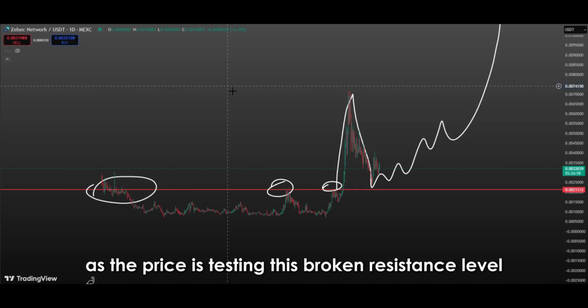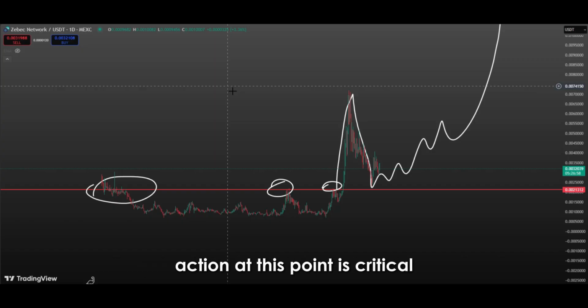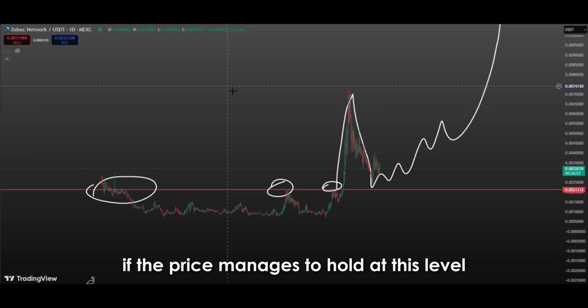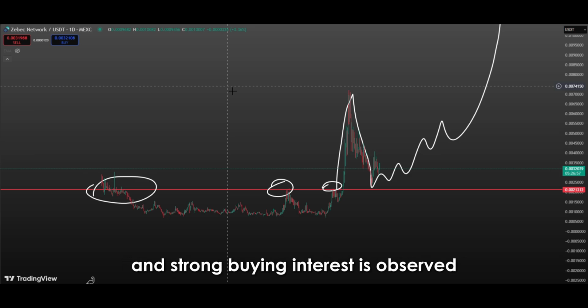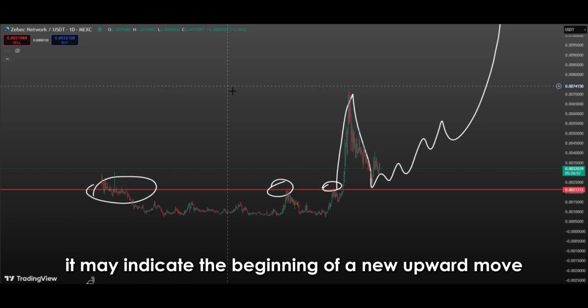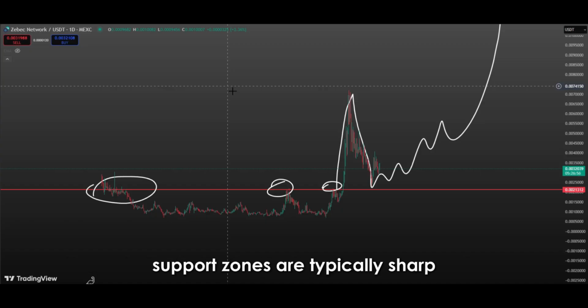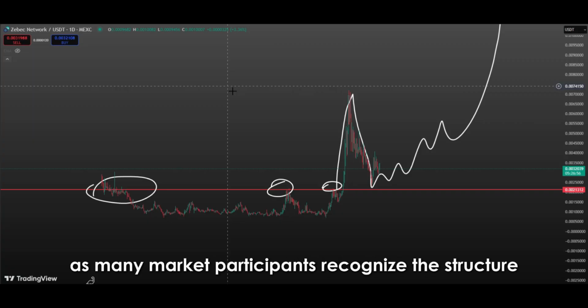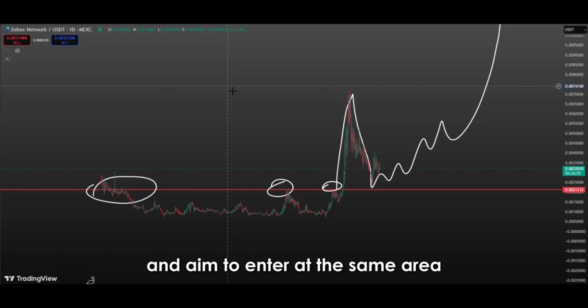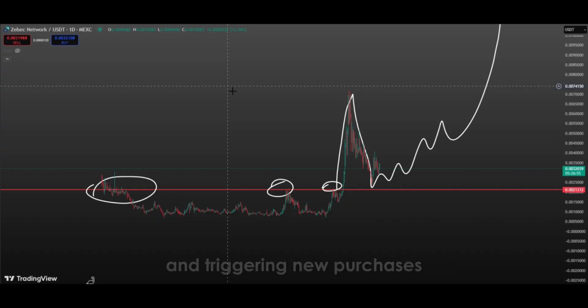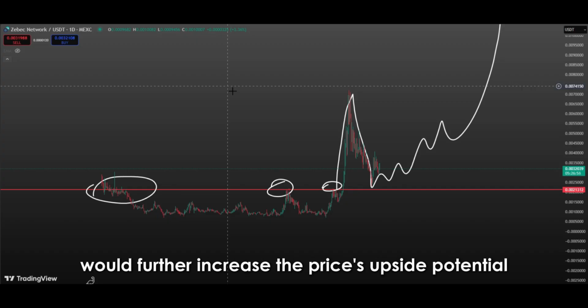Currently, as the price is testing this broken resistance level, the market's reaction at this point is critical. If the price manages to hold at this level and strong buying interest is observed, it may indicate the beginning of a new upward move. These kinds of bounces from support zones are typically sharp and come with high volume, as many market participants recognize the structure and aim to enter at the same area. Moreover, buyers defending this level and triggering new purchases would further increase the price's upside potential.